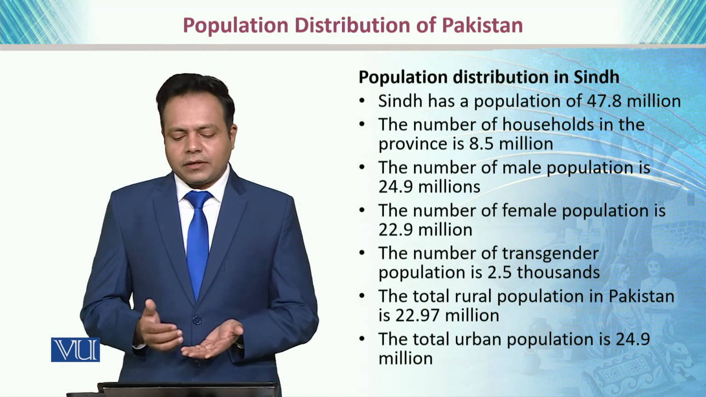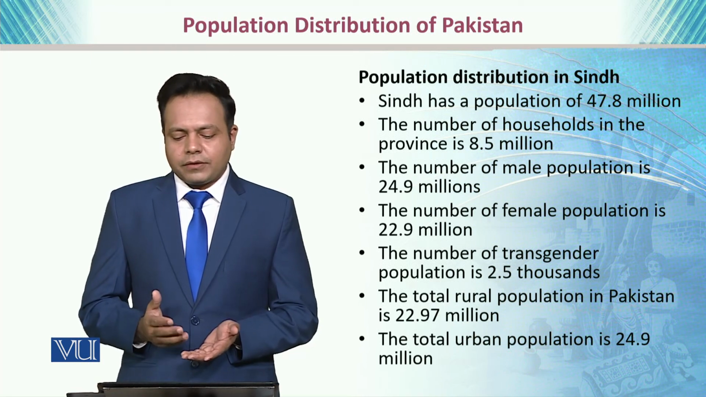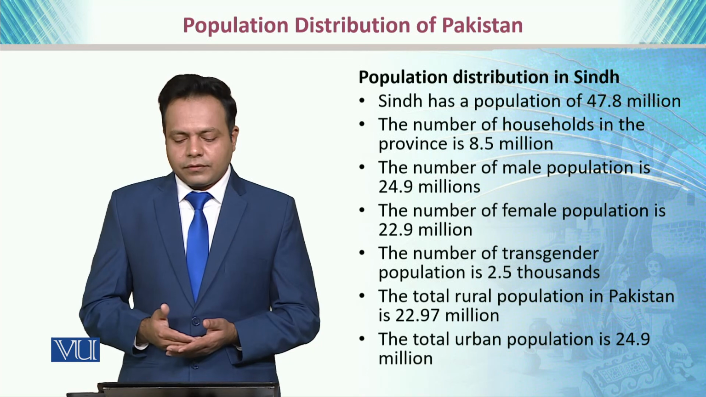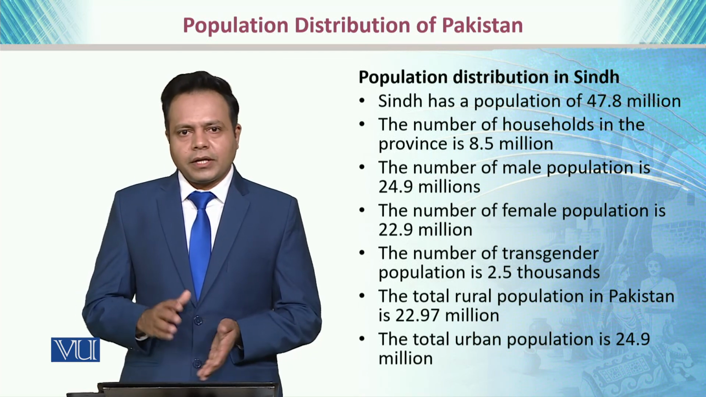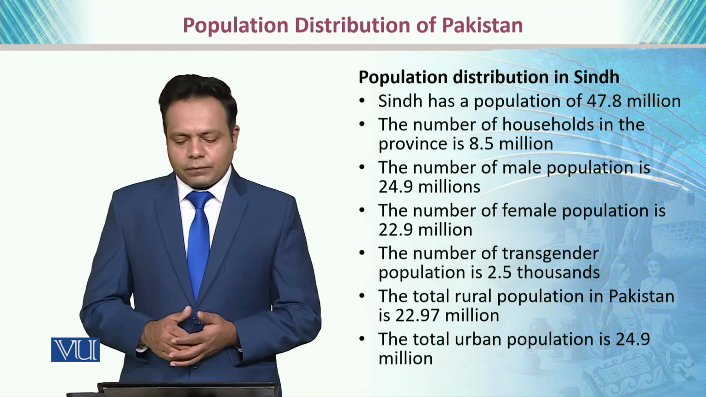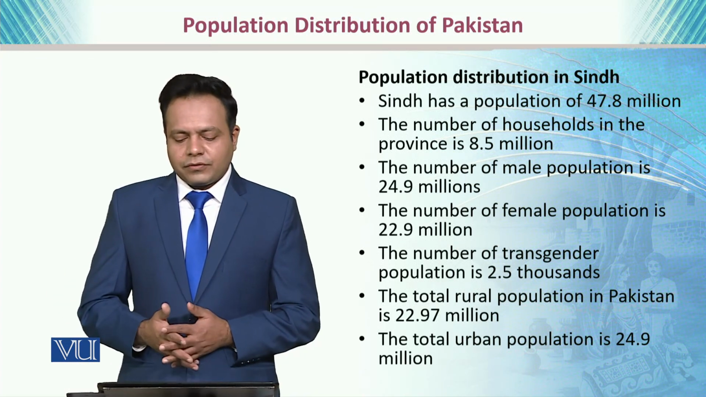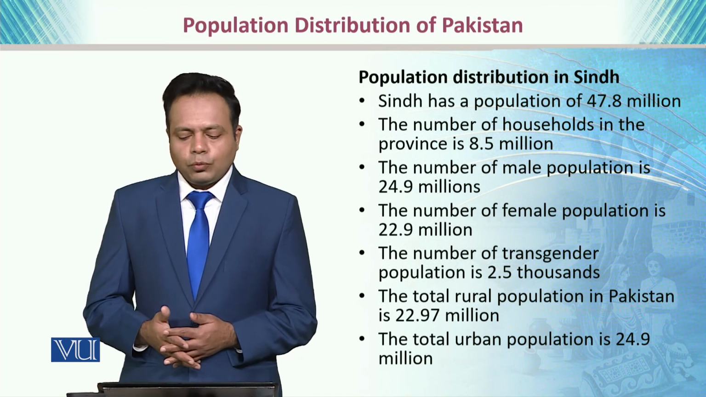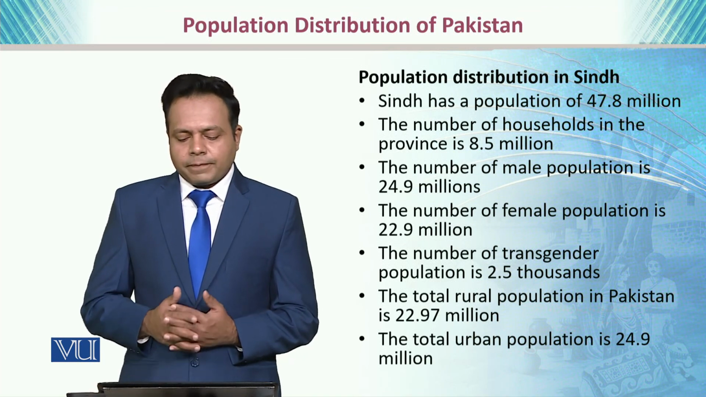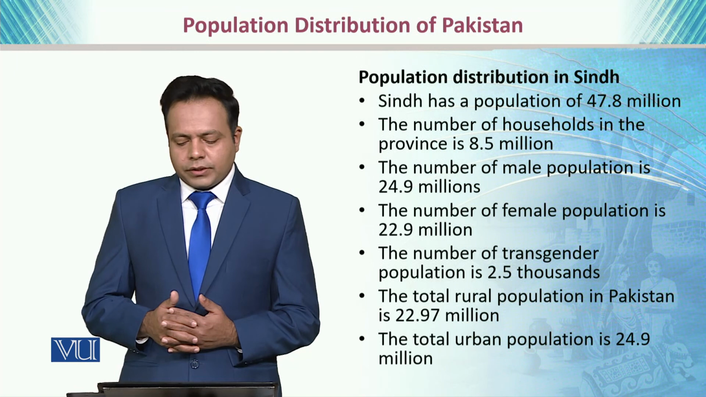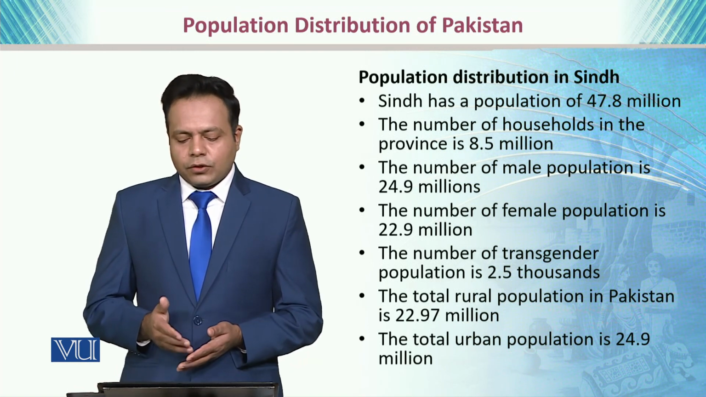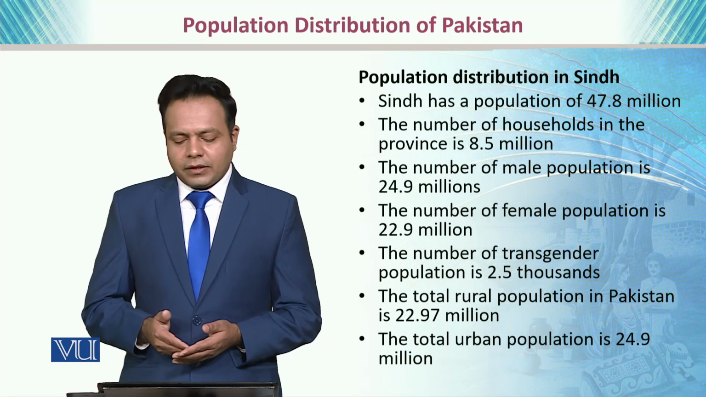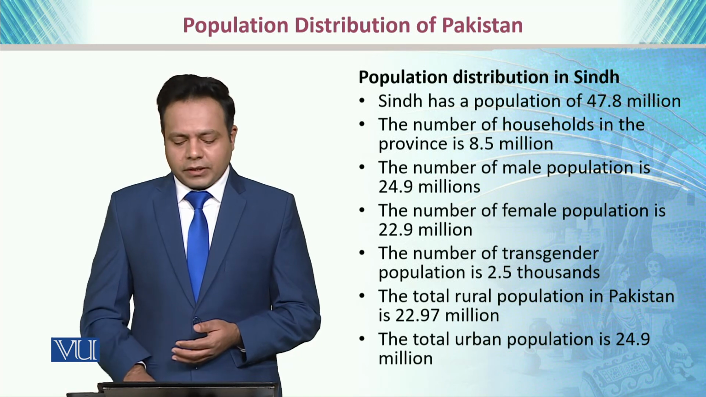As you would see, the male population is much higher in Sindh in comparison to the female population as compared to the other provinces. The transgender population is calculated to be 2.5 thousand. The total rural population in Sindh is 22.97 million, whereas the urban population is 24.9 million.